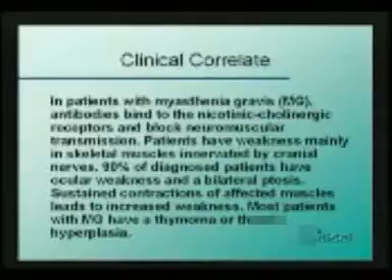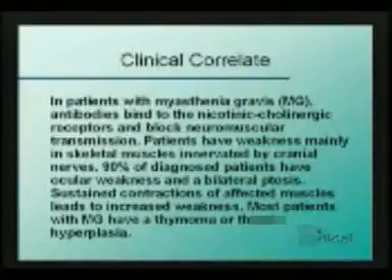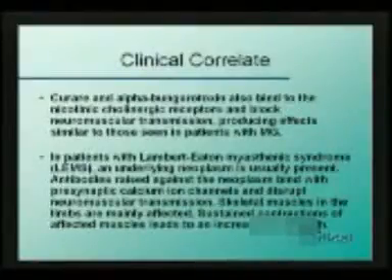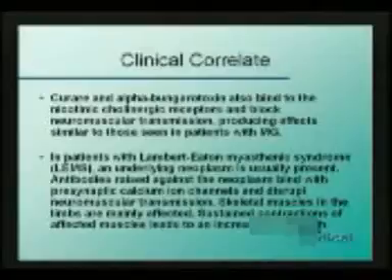And overall, sustained contractions of the muscles affected in these patients typically lead to increased weakness. Patients typically present more likely with the signs and symptoms as they move along in their day and get tired. Curare and alpha-bungarotoxin have the same basic effects. They also bind to the cholinergic receptors and block neuromuscular transmission, in essence having effects similar to those in patients with myasthenia gravis.